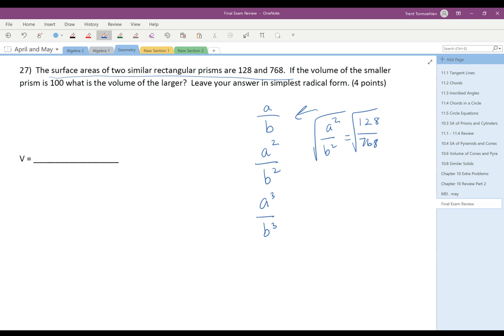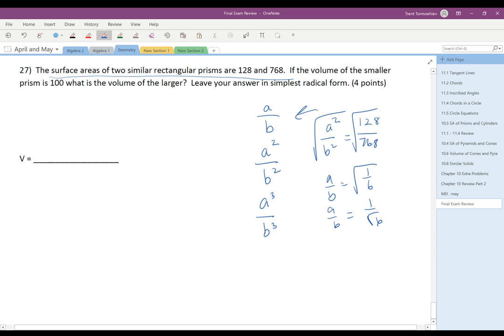And so if you divide 768 by 128, it actually does divide nicely, and 128 goes into 768 exactly 6 times. And so before we do the square root, this is going to be a over b, the square root of 1/6, which is just 1 over the square root of 6. So that is a over b.